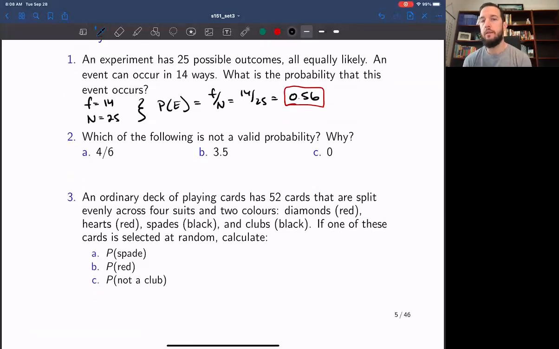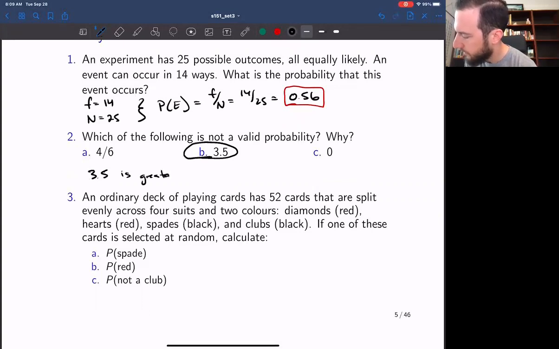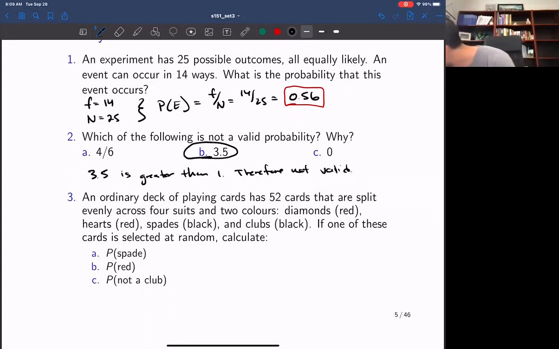In question 2, it asks, which of the following is not a valid probability and why? So in this case, the answer would be 3.5. 3.5 is greater than 1, therefore not valid. All probabilities must be between 0 and 1 inclusive. So a probability of 3.5 would not be valid. This would not be a probability that makes any sense.